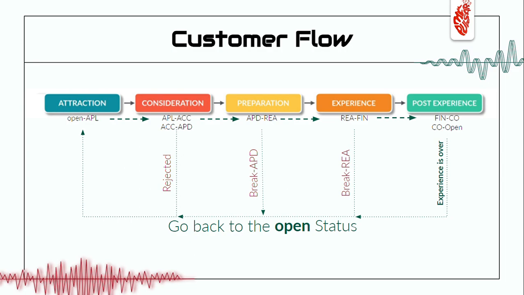The EP changes the state from finish to complete, and then from complete to open, and the experience is officially over, and the EP goes back to being a stranger, so he needs to apply one more time.